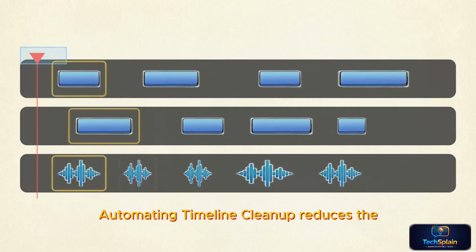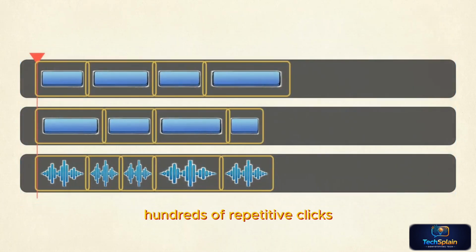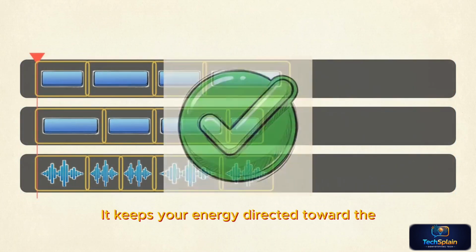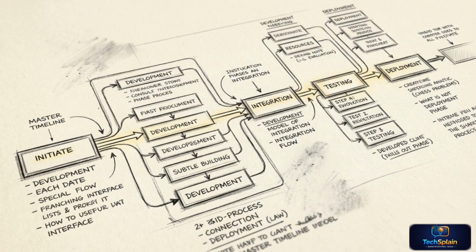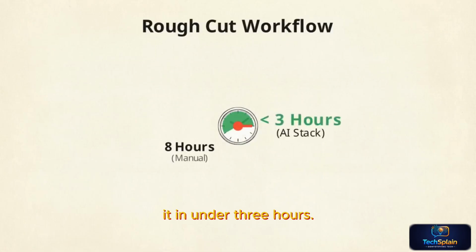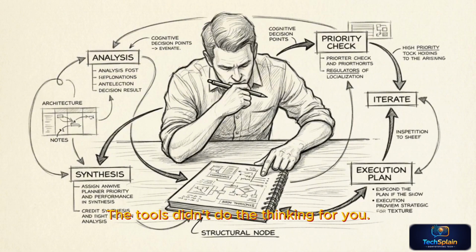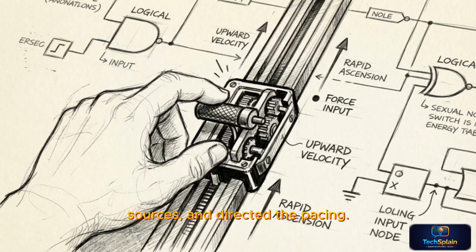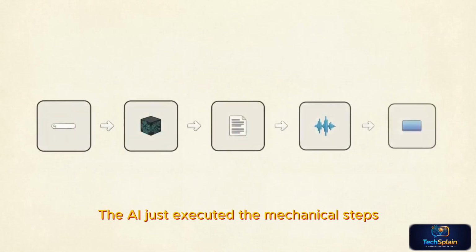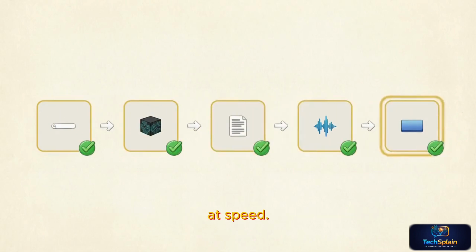Automating timeline cleanup reduces the hundreds of repetitive clicks required by traditional editing. It keeps your energy directed toward the final visual polish rather than manual labor. Look at your timeline. You have a structurally sound, thoroughly researched, and perfectly paced rough cut, and you built it in under 3 hours. The tools didn't do the thinking for you. You selected the topic, verified the sources, and directed the pacing. The AI just executed the mechanical steps at speed.